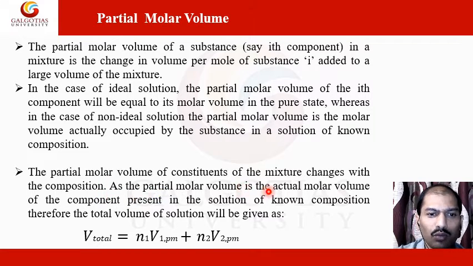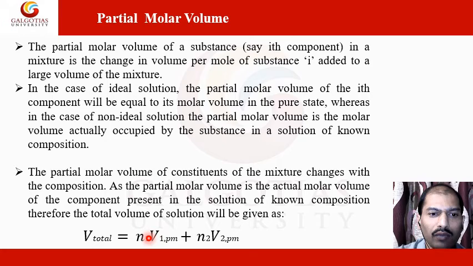As the partial molar volume is the actual molar volume of the component present in a solution of a given composition, therefore the total volume of the solution will be given by the expression V total equal to n1V1 plus n2V2. So here you can see, if they are having different volumes, then you have to take them separately and then add them. So the partial molar volume of each constituent will be taken separately.